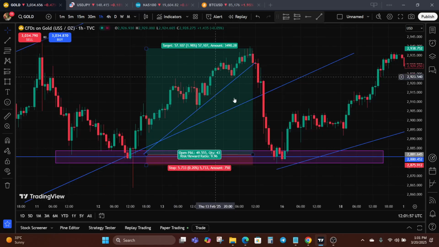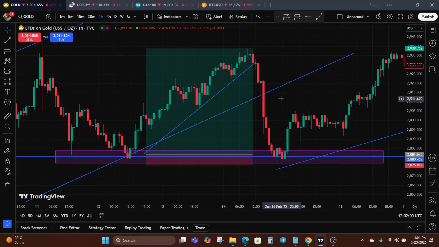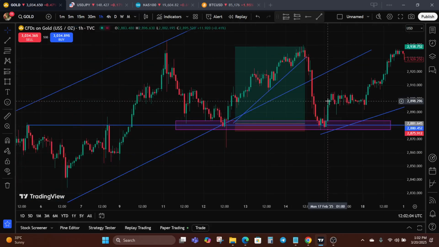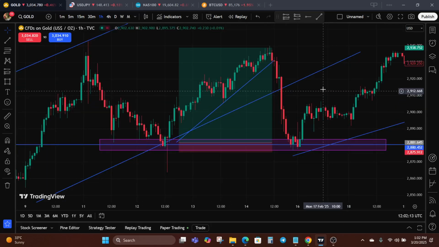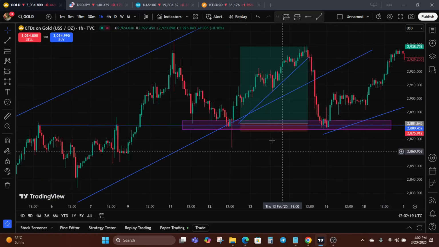Okay, and then the third step is to find order blocks. Now, what is an order block? It is a zone where institutions place large orders, often marked by the last bullish or bearish candle before a strong move. So how do you use order blocks? You wait for price to retest these levels after a liquidity grab.